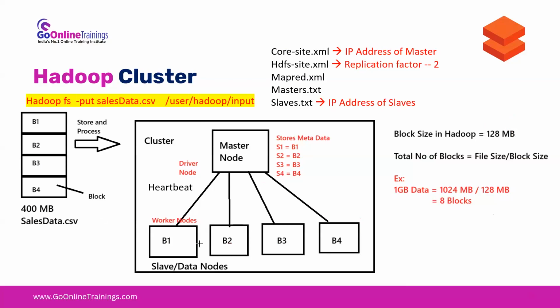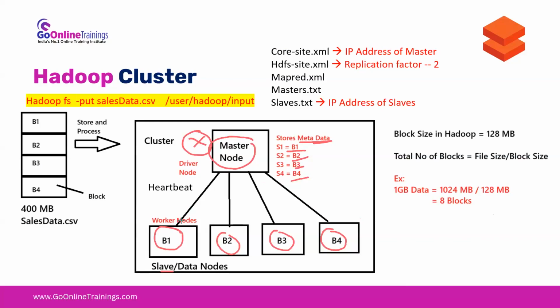So one, two, three, four blocks are going to be created, and the master node is going to maintain metadata. Whenever you supply the data to the cluster, the cluster is going to put the data into the data nodes or slave nodes. No data will go to the master node. The master node maintains where data node number one has block number one, block number two, block number three. The master node does not have the data. The slaves, data nodes, or worker nodes are going to store your data.